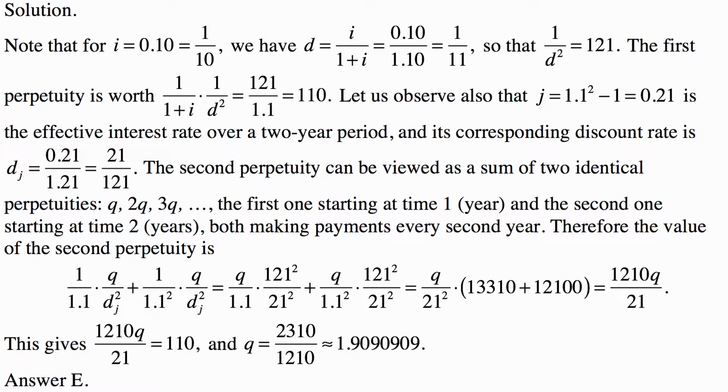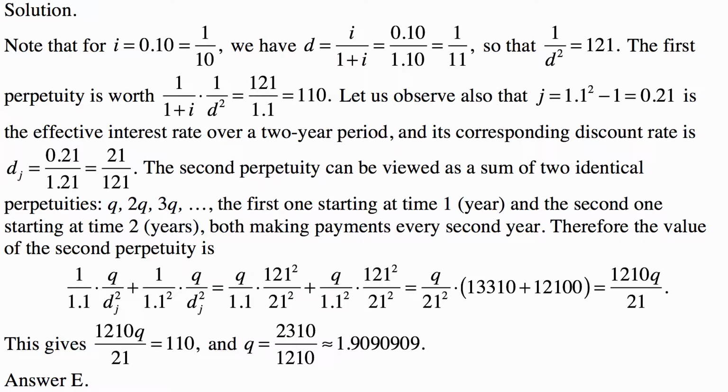The second perpetuity can be viewed as a sum of two identical perpetuities, Q, 2Q, 3Q, and so on. The first one starting at time 1, and the second one starting at time 2. We count time in years, that's why I'm indicating that the unit of time is year. And both make payments every second year. Therefore, the value of the second perpetuity is 1 over 1.1, because the first payment comes at time 1, times Q, the amount of the first payment, divided by the discount rate corresponding to j.